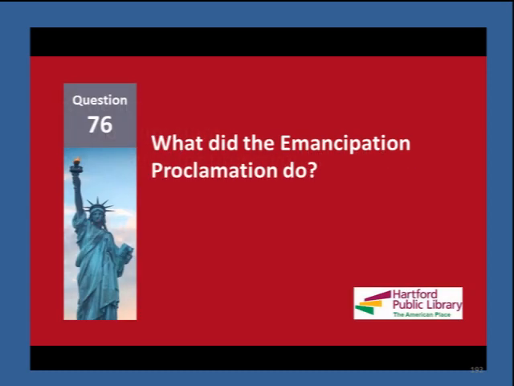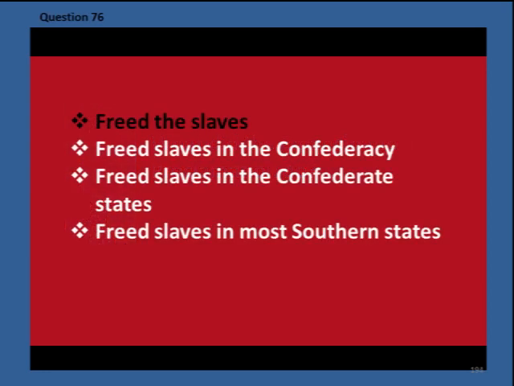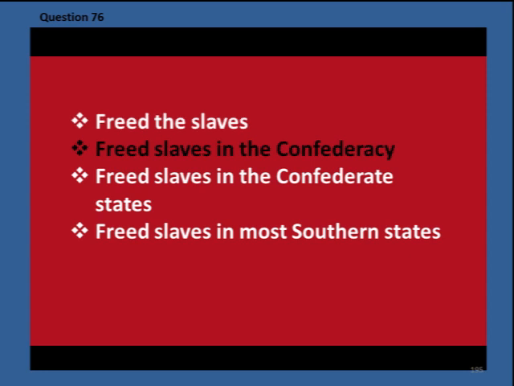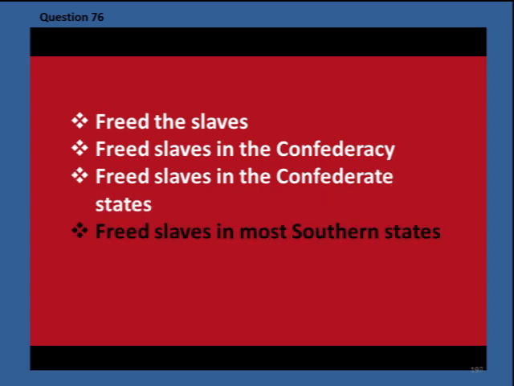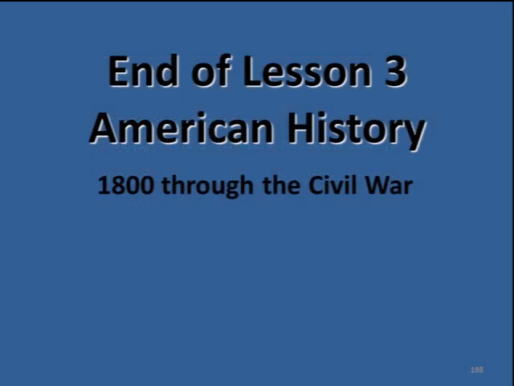Question 76. What did the Emancipation Proclamation do? Freed the slaves. The Emancipation Proclamation freed the slaves in the Confederacy, freed slaves in the Confederate States, freed slaves in most Southern states. This is the end of Lesson 3.